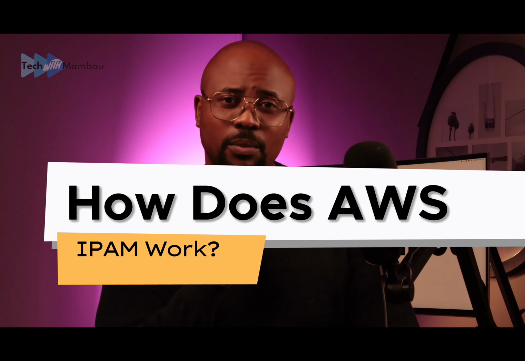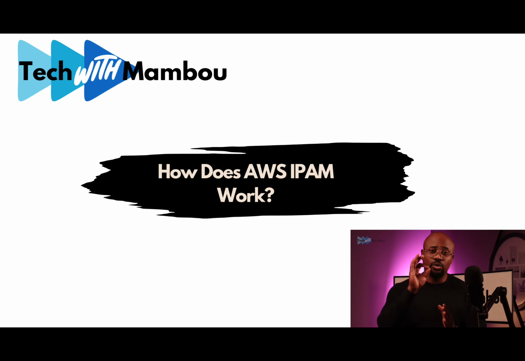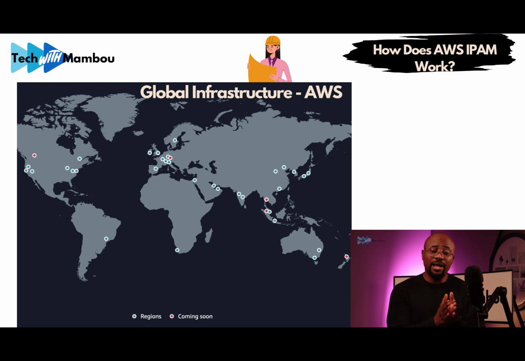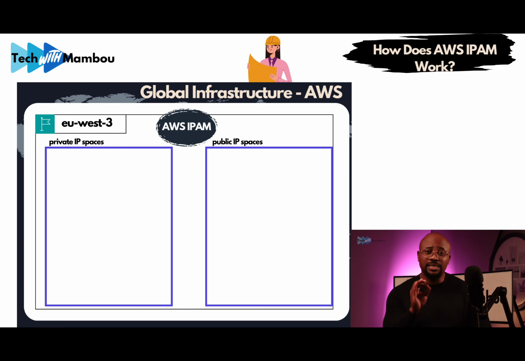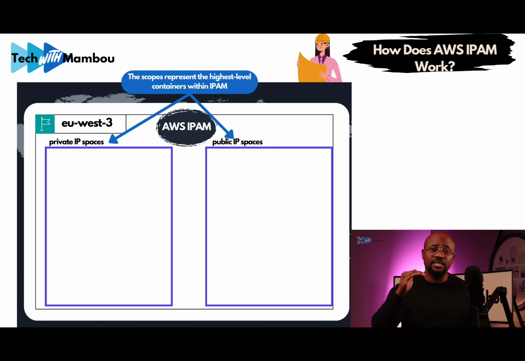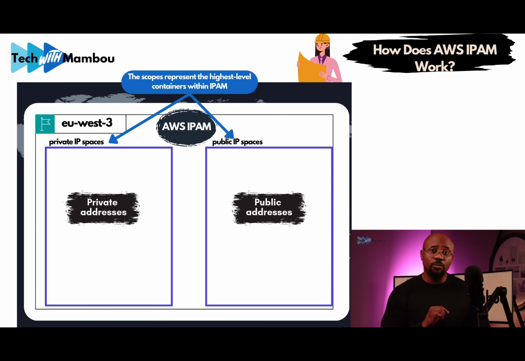How does AWS IPAM work? To use AWS IPAM, you need to select a specific region where your IPAM manager will be deployed. IPAM automatically creates two default scopes, one for private IP spaces and another for public IP spaces. These scopes are critical as they represent the highest level containers. The private scope manages private addresses, while the public scope is designed for public addresses.